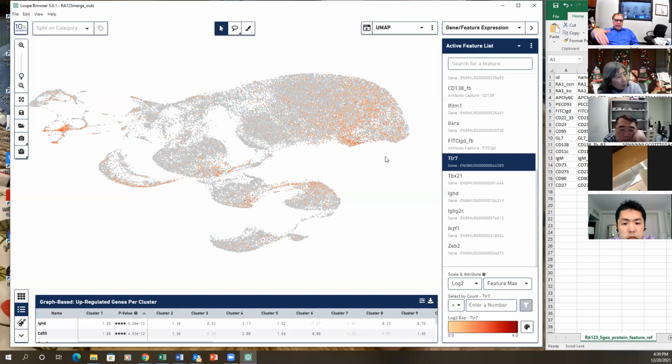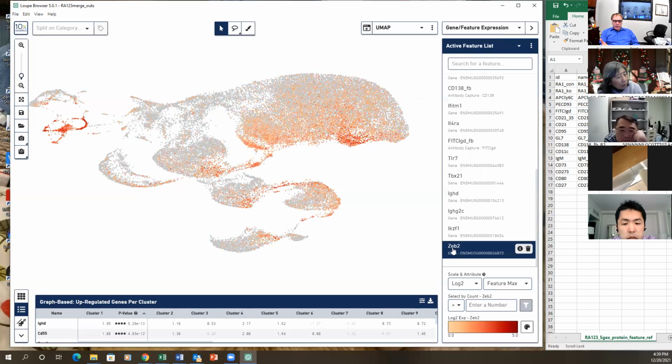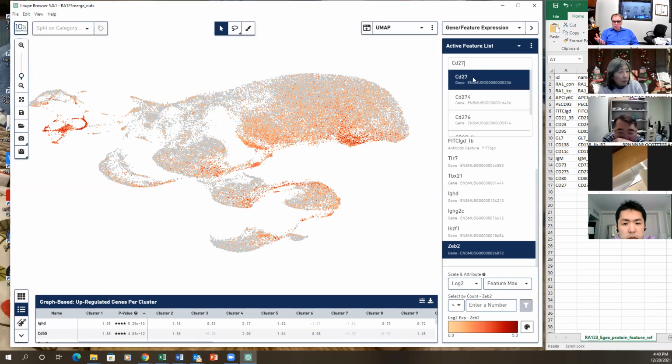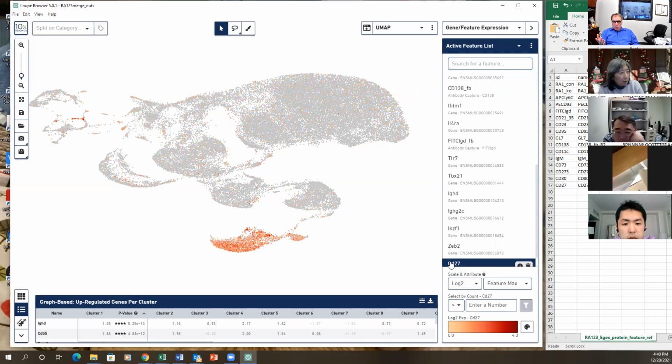I was just noticing that it's upregulated in the sort of conventional DN2, ZEB2 positive. Are they IgD negative and CD27? It is not IgD negative. Oh, really? Can you look? IgD negative. CD27 also is all over. It's right here, CD27 is here.